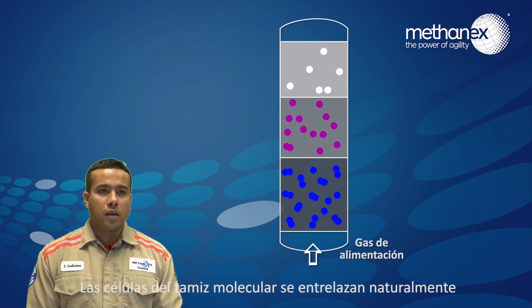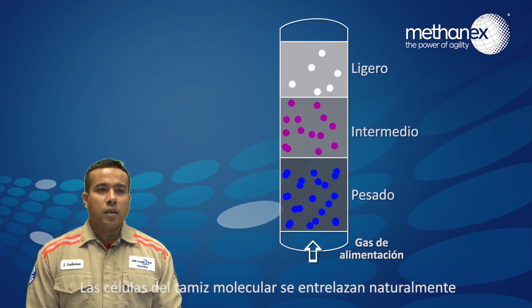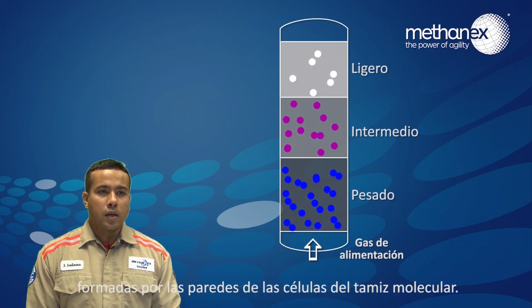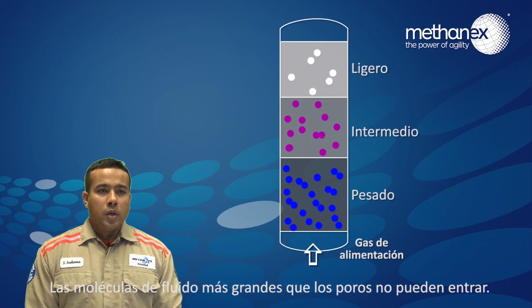The cells of a molecular sieve link together naturally into a structure known as a crystal. This crystal contains a network of cavities formed by the walls of the molecular sieve cells. Fluid molecules larger than the pores cannot enter.